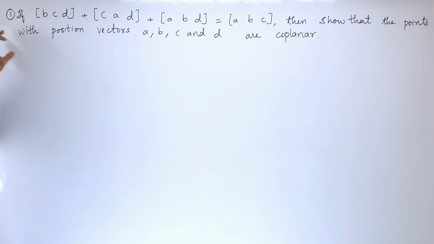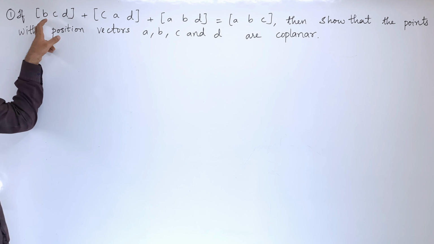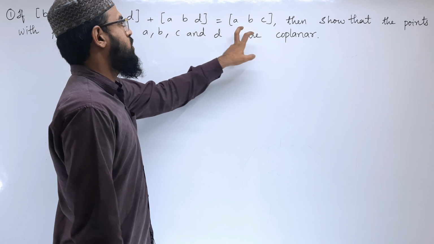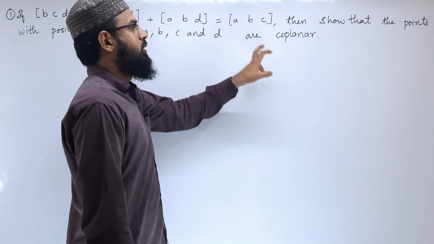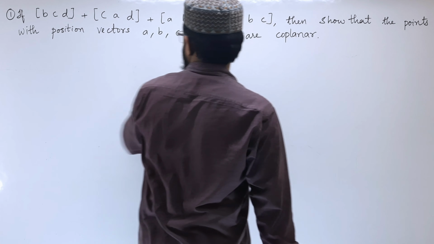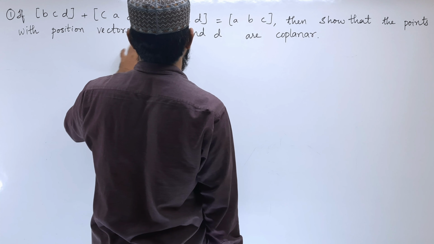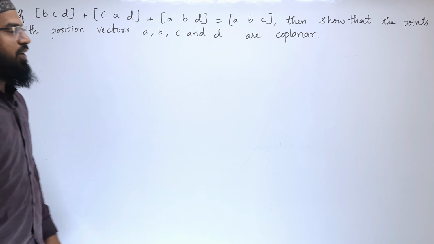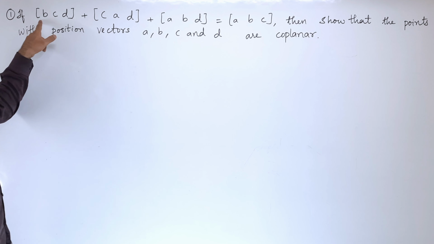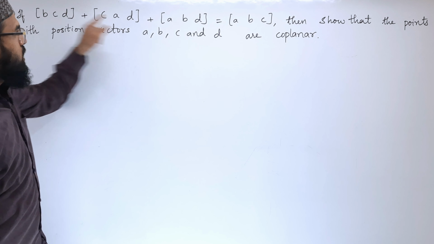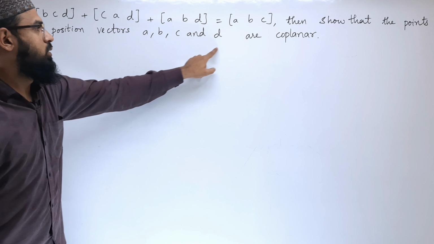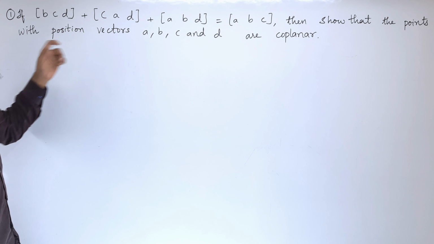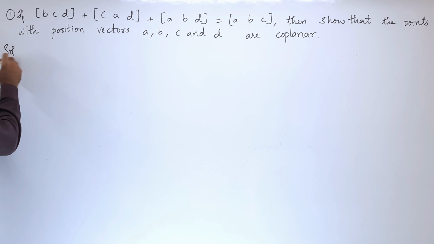First problem: if [BCD] plus [CAD] plus [ABD] is equal to [ABC], then show that the points with position vectors A, B, C, D are coplanar. So we have to show that either this condition or else this condition. Let us start from the given vectors.